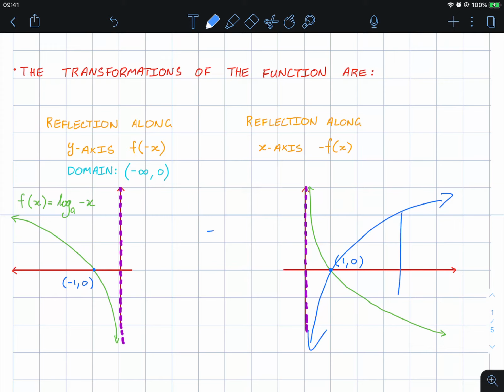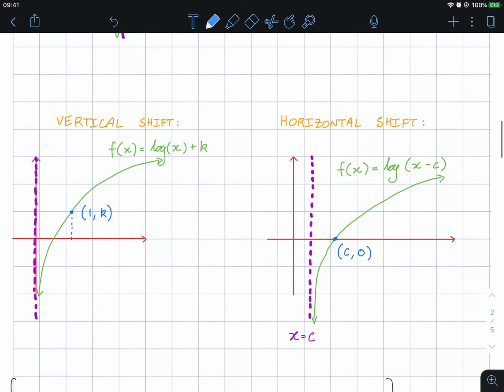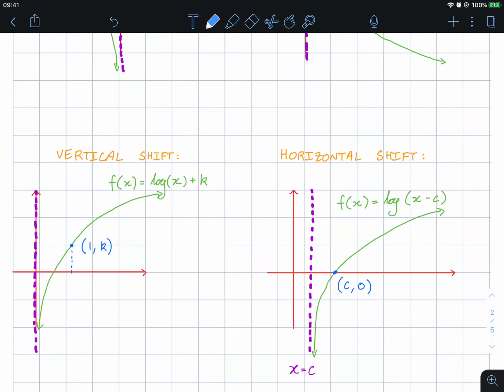If we reflect along the x-axis, remember, it used to look like this. Notice how it's now reflected along the x-axis. Again, all the features change accordingly. For a vertical shift, the original x-intercept used to be like this, but it's now moved up the value of k.